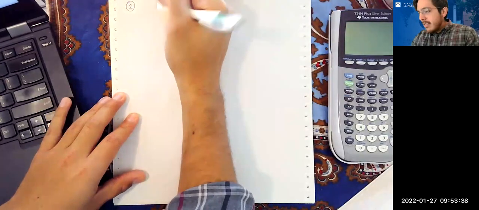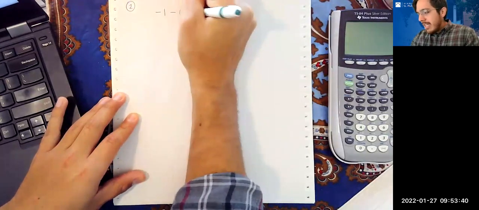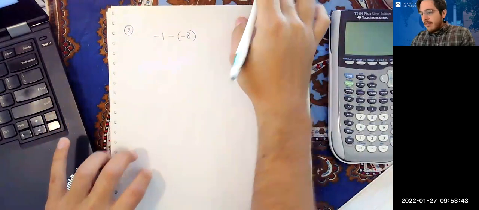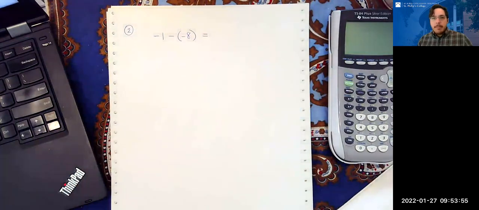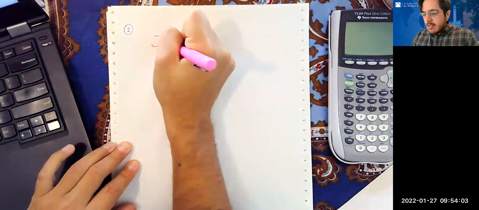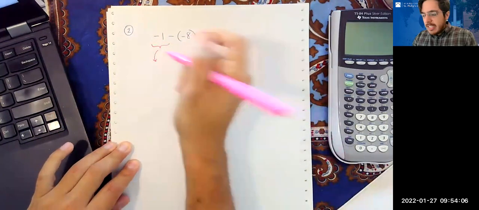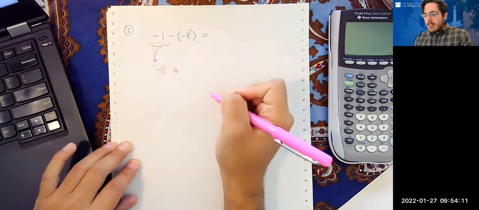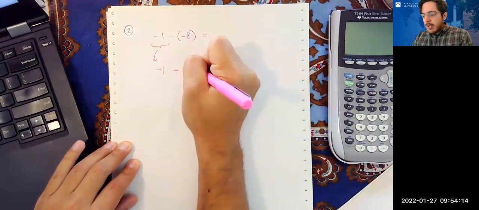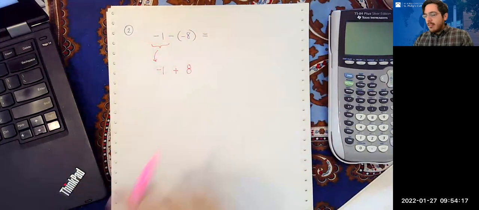Let's look at -1 minus -8. Okay. How do you guys want to approach this? Do you want to do the number line or do you want to do keep, change? Keep, change. I like keep, change. Okay. So let's do keep, change. I'm going to keep the -1. I'm going to change this to addition. And I'm going to change to +8. Okay.